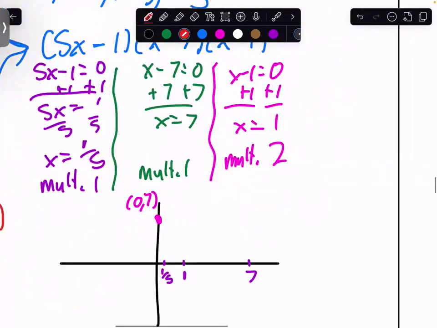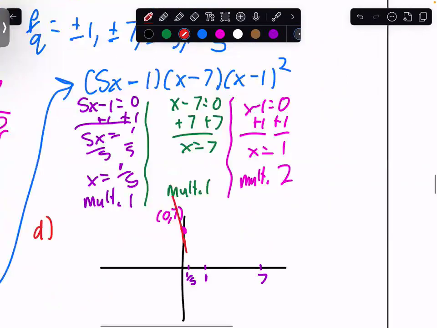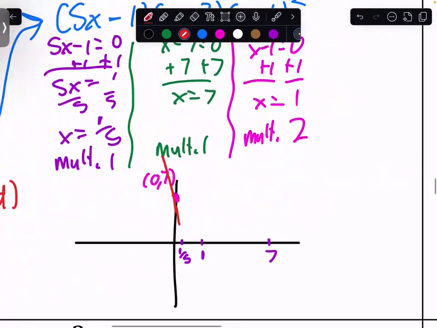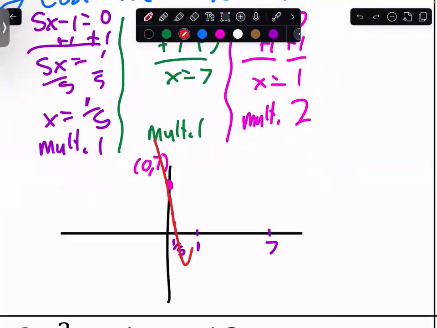Okay, so we start in the top left, right? There's no roots on the left side. We just hit the y-intercept. So the first root of 1/5, multiplicity 1 means we cross through, head towards the next root. The root of positive 1 has multiplicity 2, so that means we bounce off. Then we head towards the last root of 7, multiplicity 1, we cross through, and the end behavior is the top right.